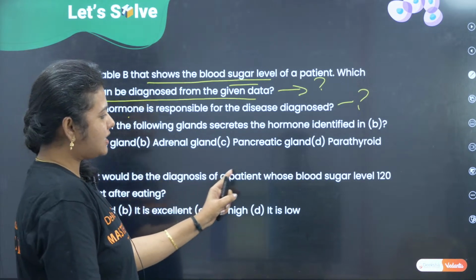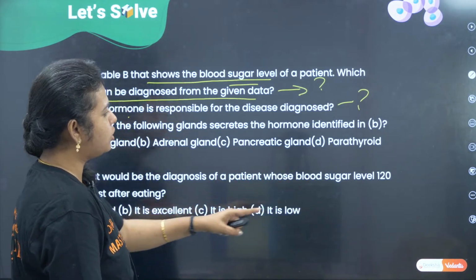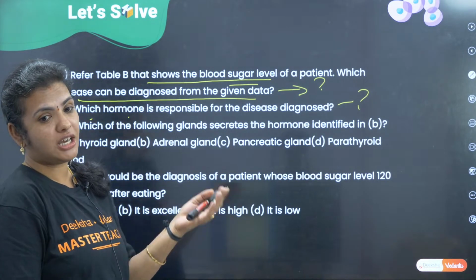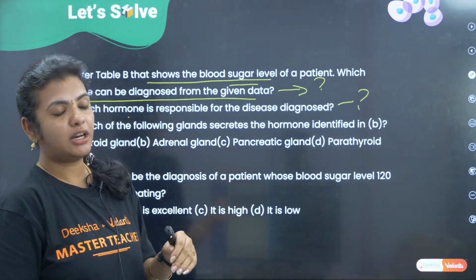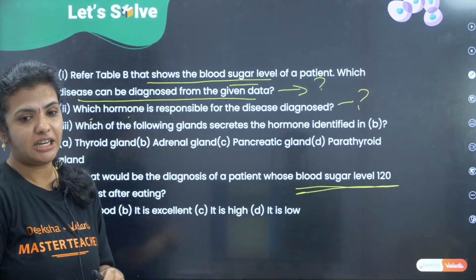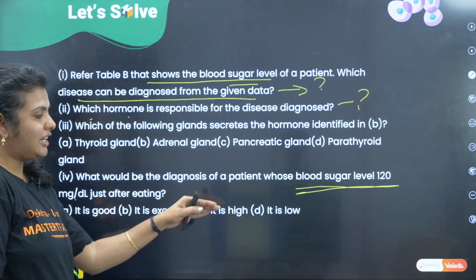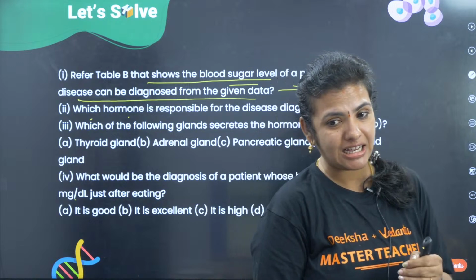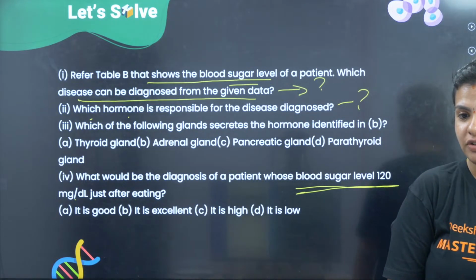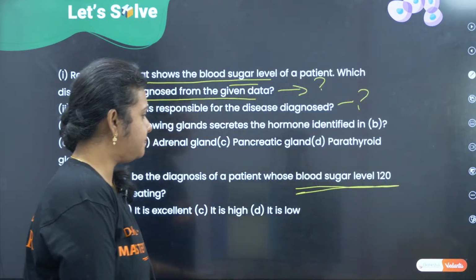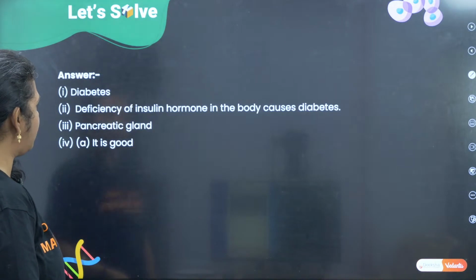What would be the diagnosis of a patient whose blood sugar level is 120 mg per deciliter just after eating? So he has had a meal and he is showing a blood glucose level of 120 mg per deciliter. Is it good? Is it excellent? Is it high or is it low? So these are the four questions being asked after analysis of the blood report.